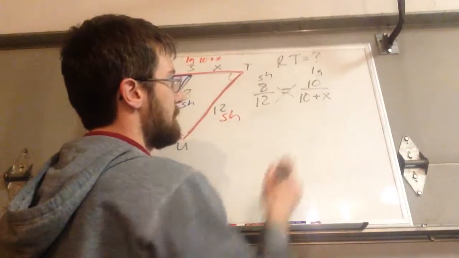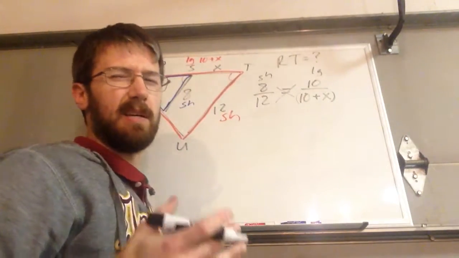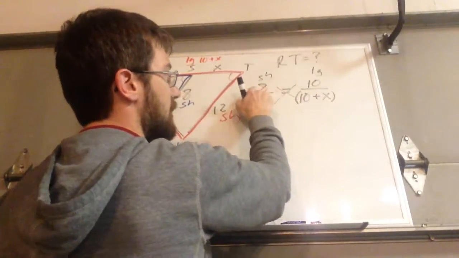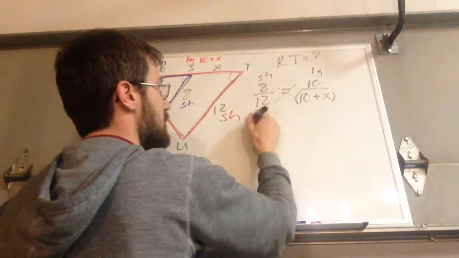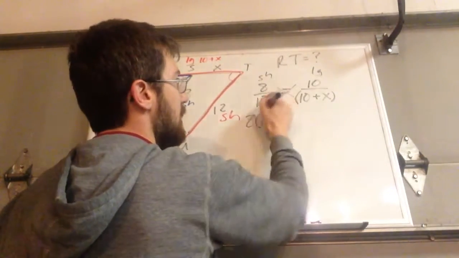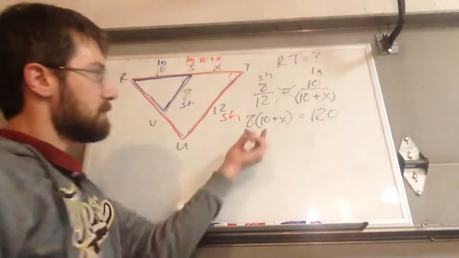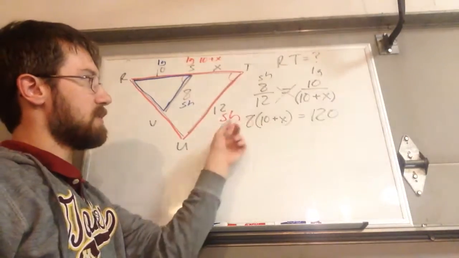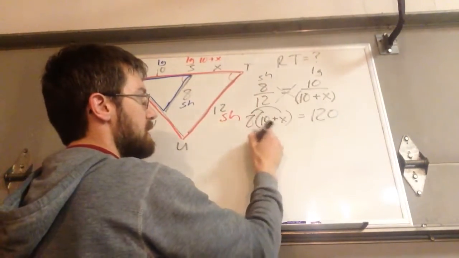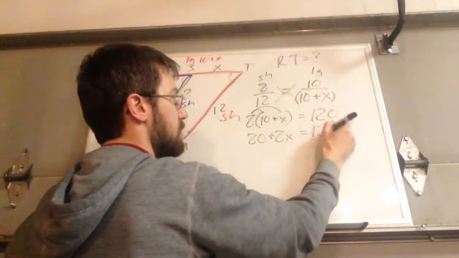Cross multiply. I might throw some parentheses around that just because more students are going to recognize what to do next when I multiply 8 by 10 plus x. This becomes 8 times (10 plus x), and then 12 times 10, that's 120. First thing I'm going to do with this is distribute the 8 in.